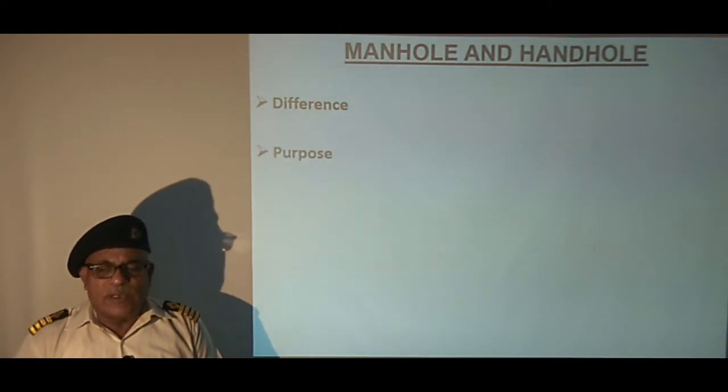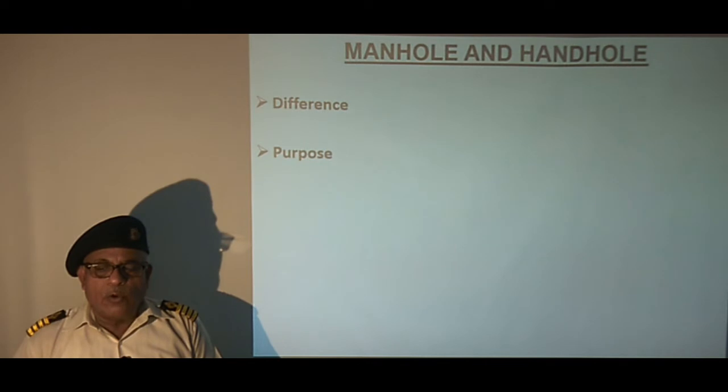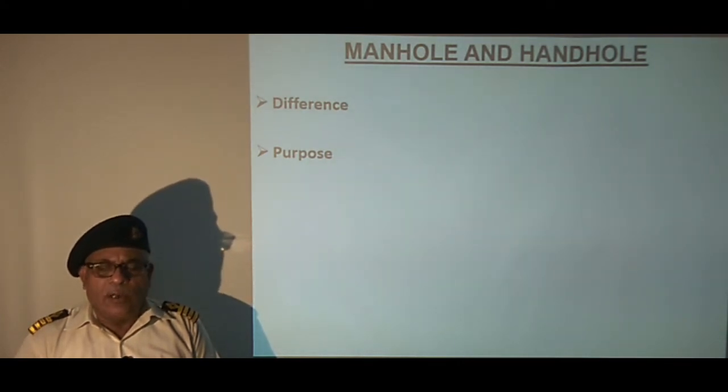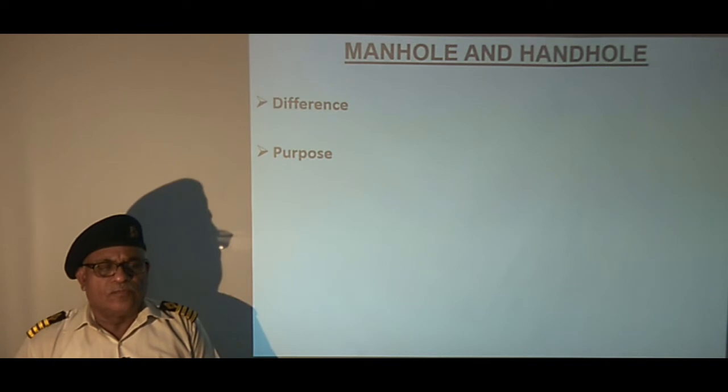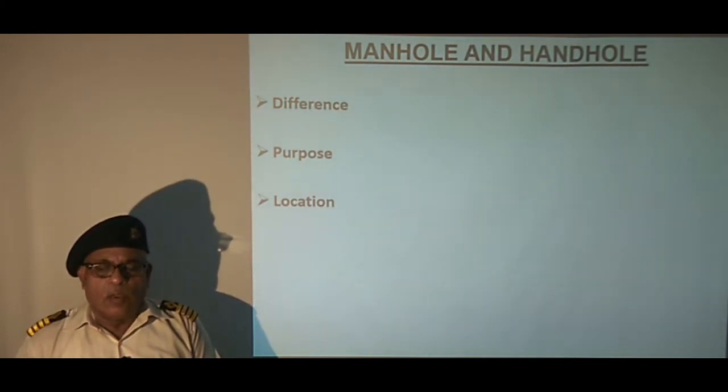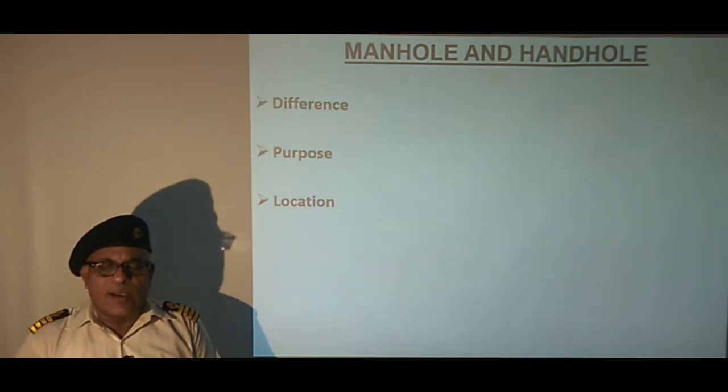The purpose of these mountings: manhole is used for carrying out internal inspection or repair in the boiler drum, whereas handholes are used for cleaning a narrow space or for getting access to the tube internal in case of headers. Next is the location of these mountings. Manholes are provided in the boiler drum, whereas handholes are provided in smoke tube boiler around the furnace and on headers in the water tube boilers.